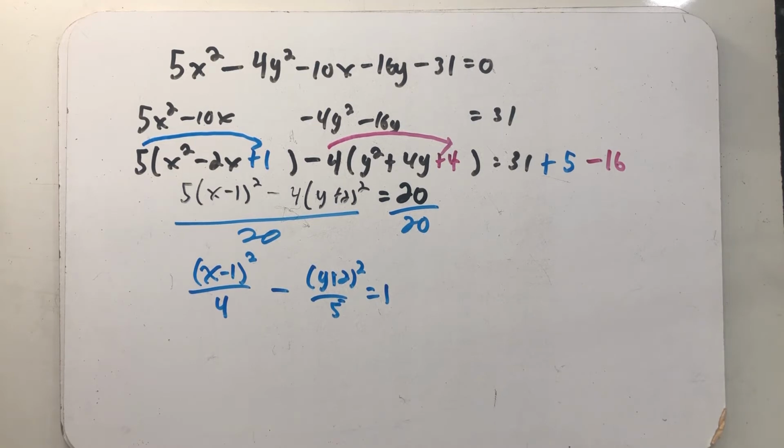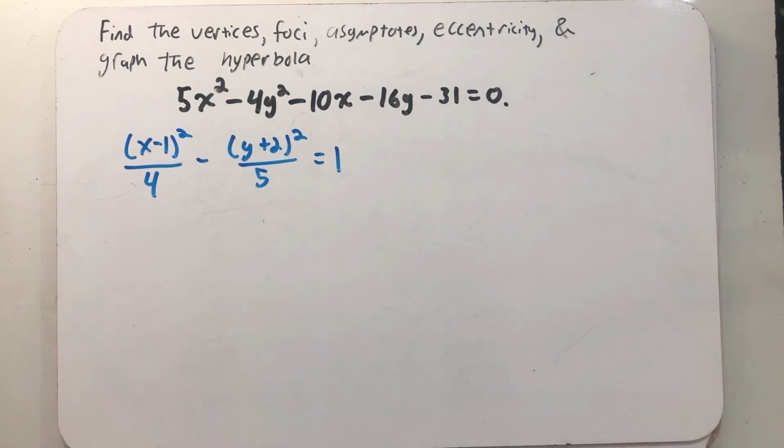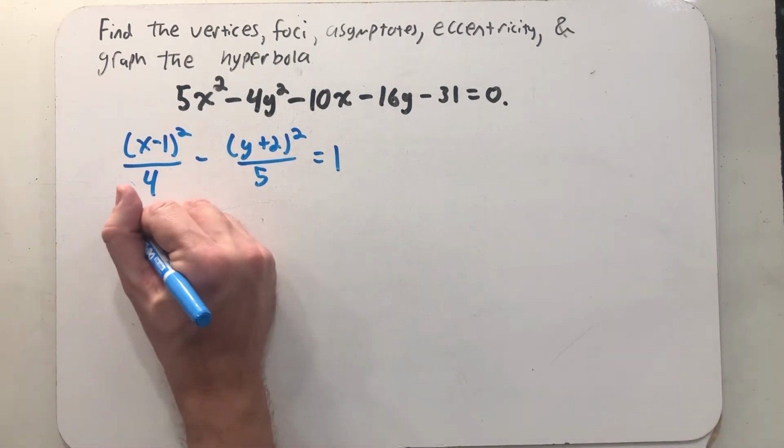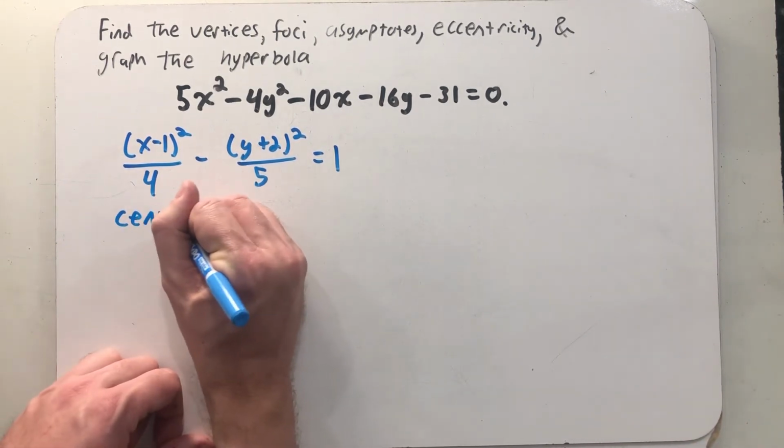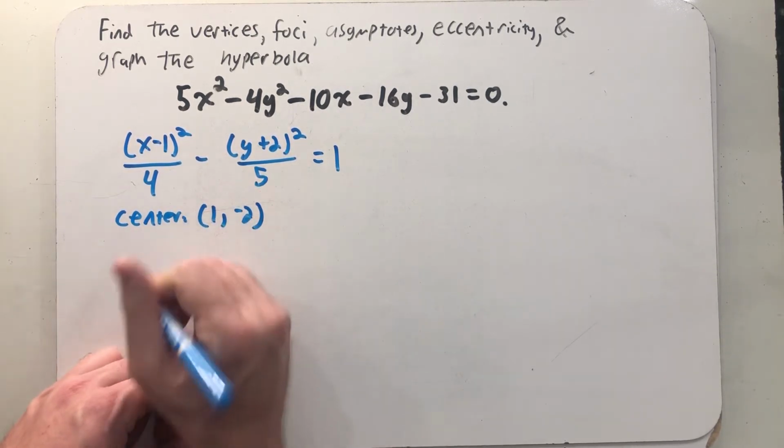So I'm going to write that down here on the original board we were working on. And this will allow us to easily write down everything we need to know to find the vertices, foci, asymptotes, eccentricity, and to graph the hyperbola. First up, let's go on and identify where the center is. That shifted center is going to be at 1 comma minus 2.